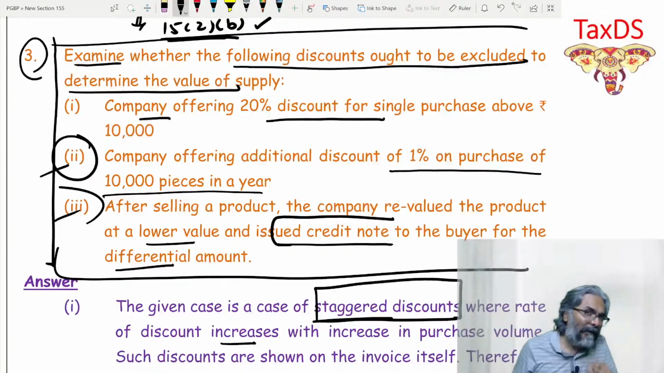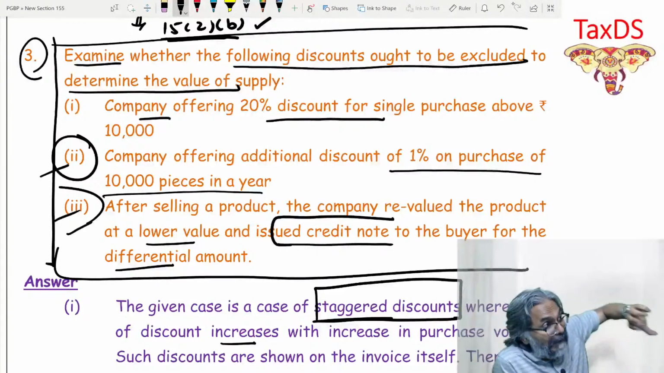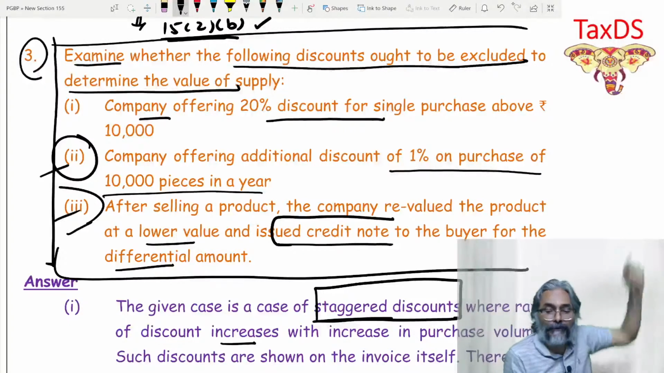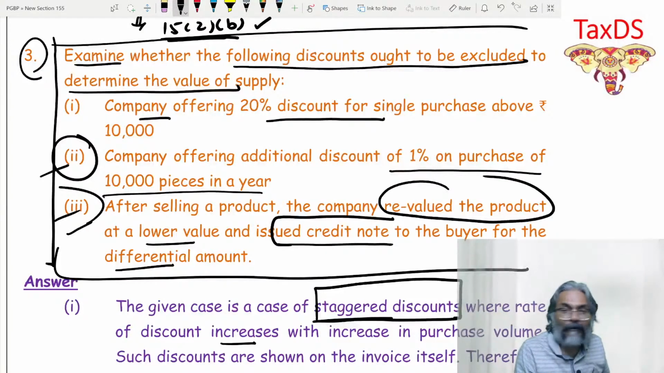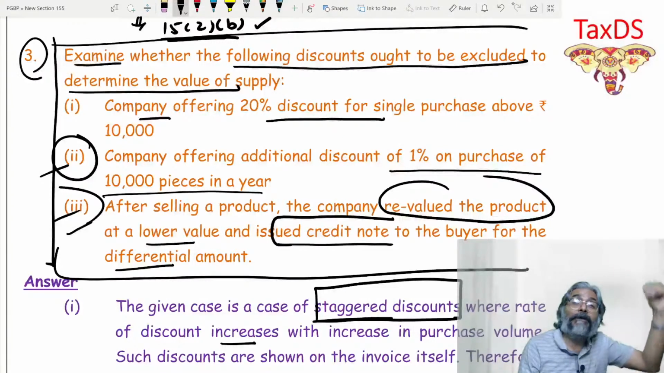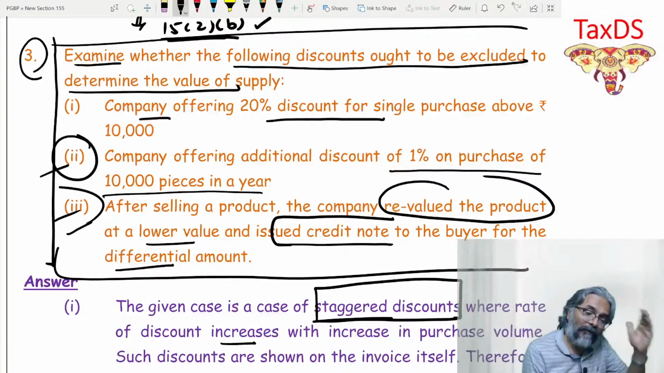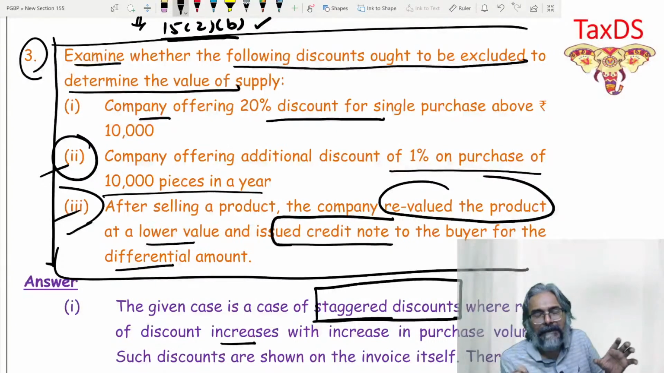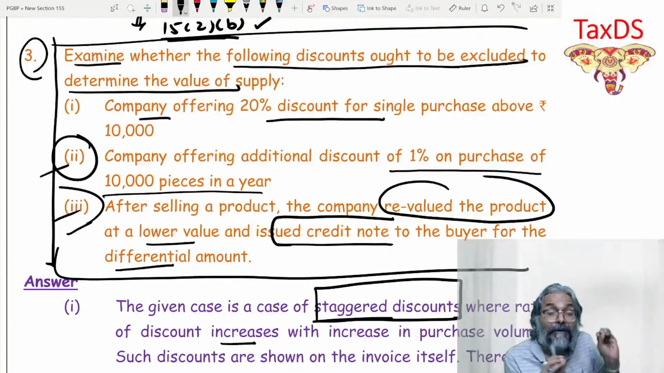And if I see point number 3 now as part of one transaction itself, then see point number 3. After selling a product, so once a sale has been completed, the company has revalued. So the revaluation now is independent. It was not known earlier at the time of sale. And if it was not known earlier at the time of sale, then this reduction subsequently to the price, for which the benefit has been passed on through credit note, I will not reduce it.